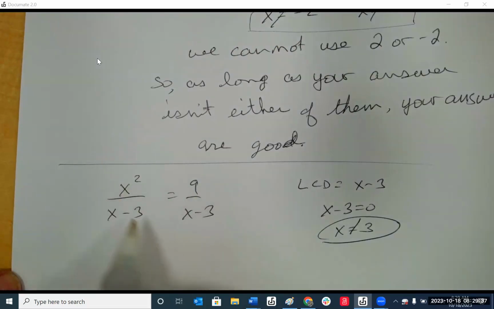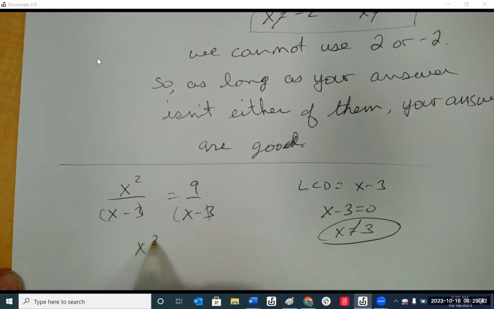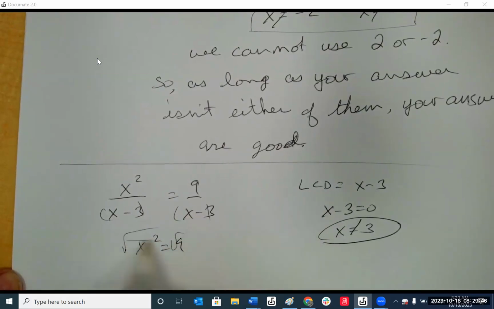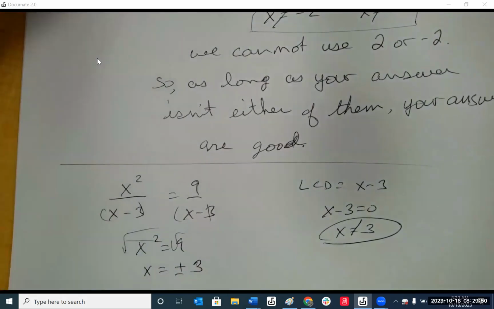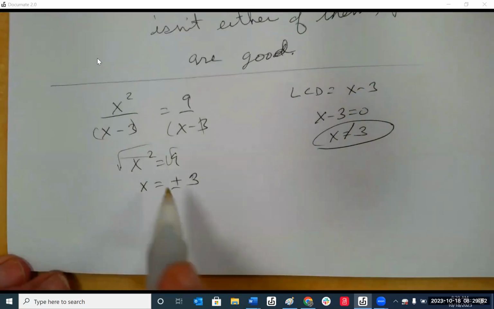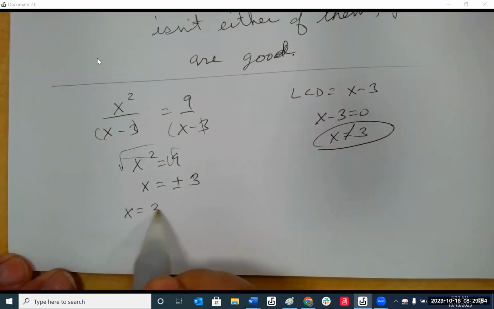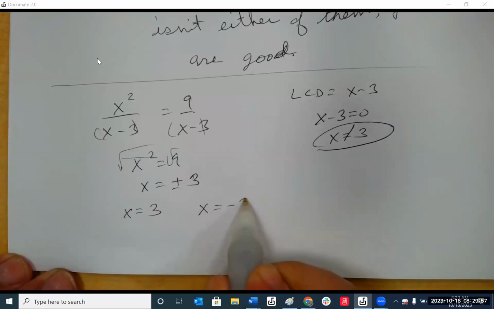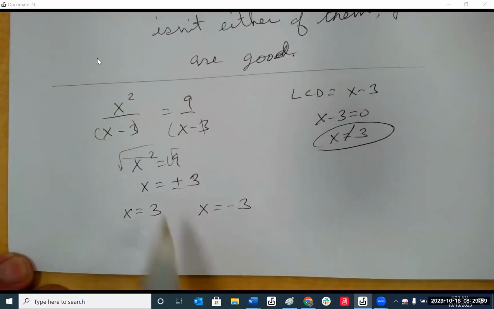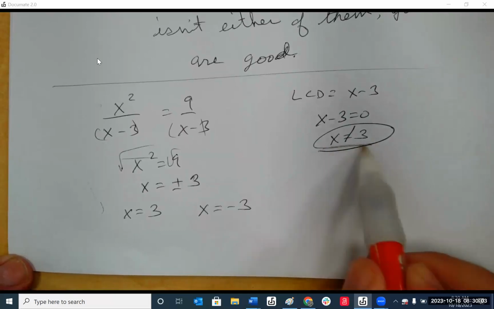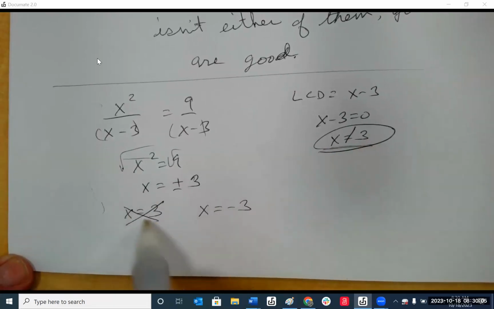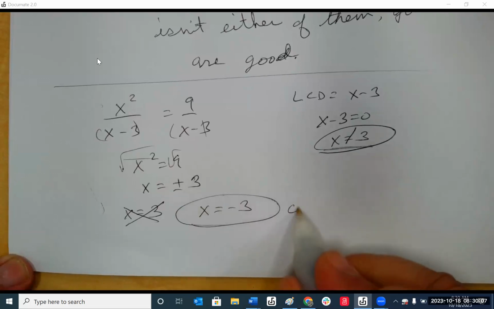So when we worked this out, we multiplied both sides by the LCD, those canceled, and we square rooted both sides. We got x equals plus or minus 3. X equals positive 3, x equals negative 3. But our LCD says we cannot use 3. So we cannot use that one. That's our only solution.